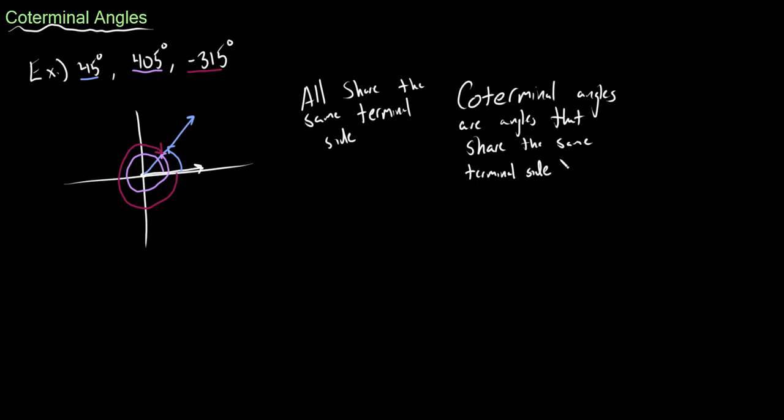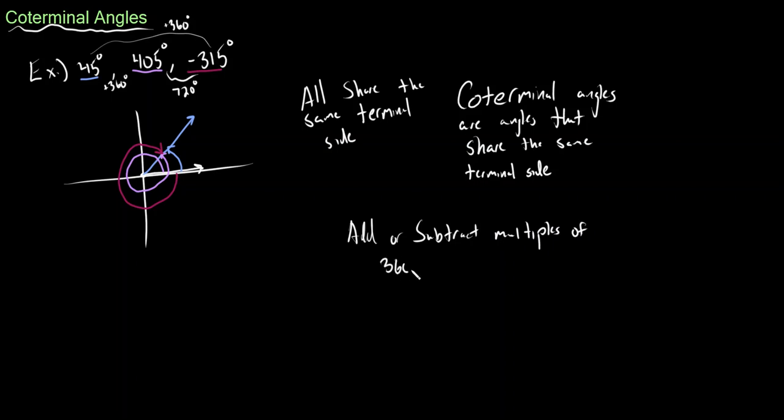Okay, now how do we find coterminal angles? Well, if we take a look, these two are 360 degrees apart. These two are 360 degrees apart. These two are 720 degrees apart. They're basically just multiples of 360 apart. So to find coterminals, we just want to add or subtract multiples of 360 degrees. Okay, that's how we find coterminal sides.